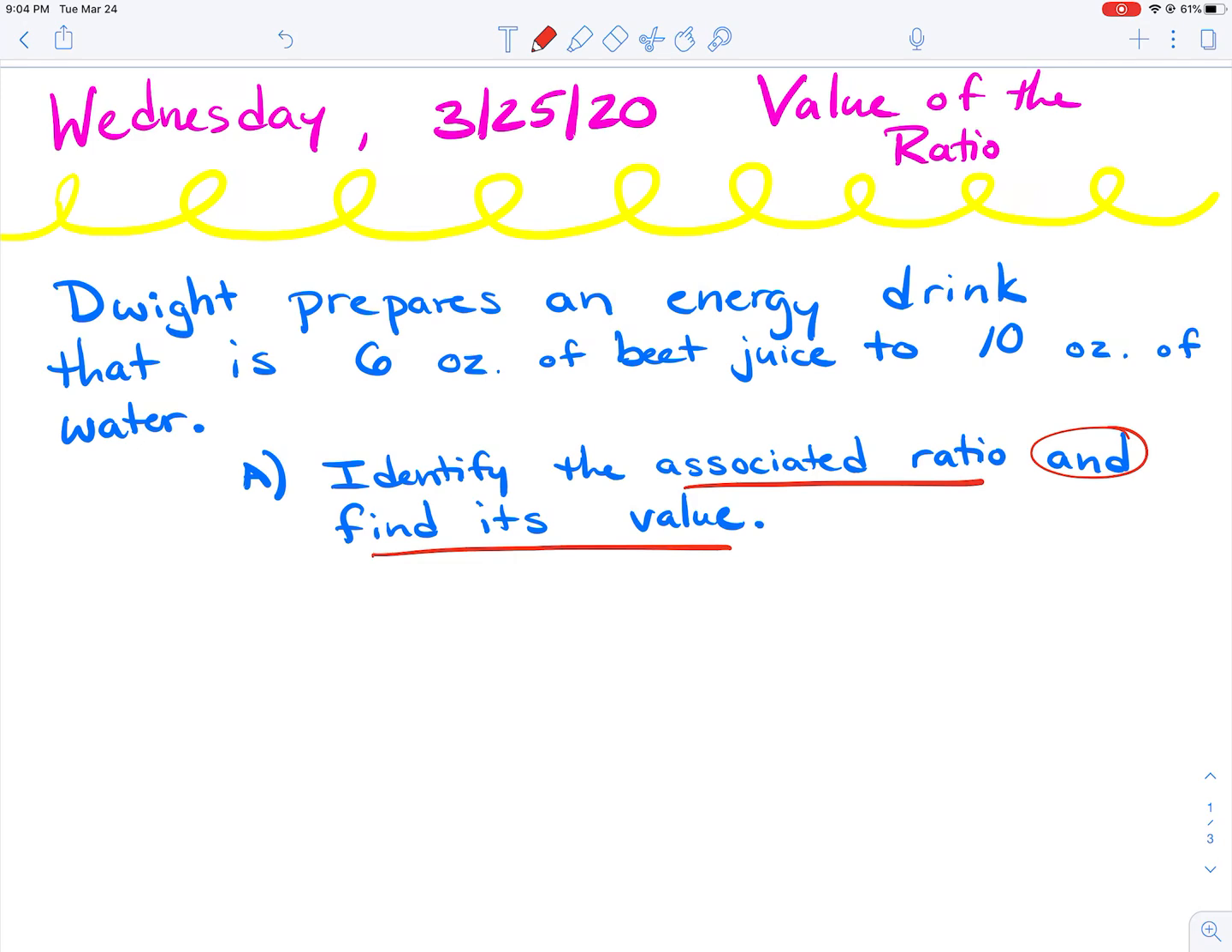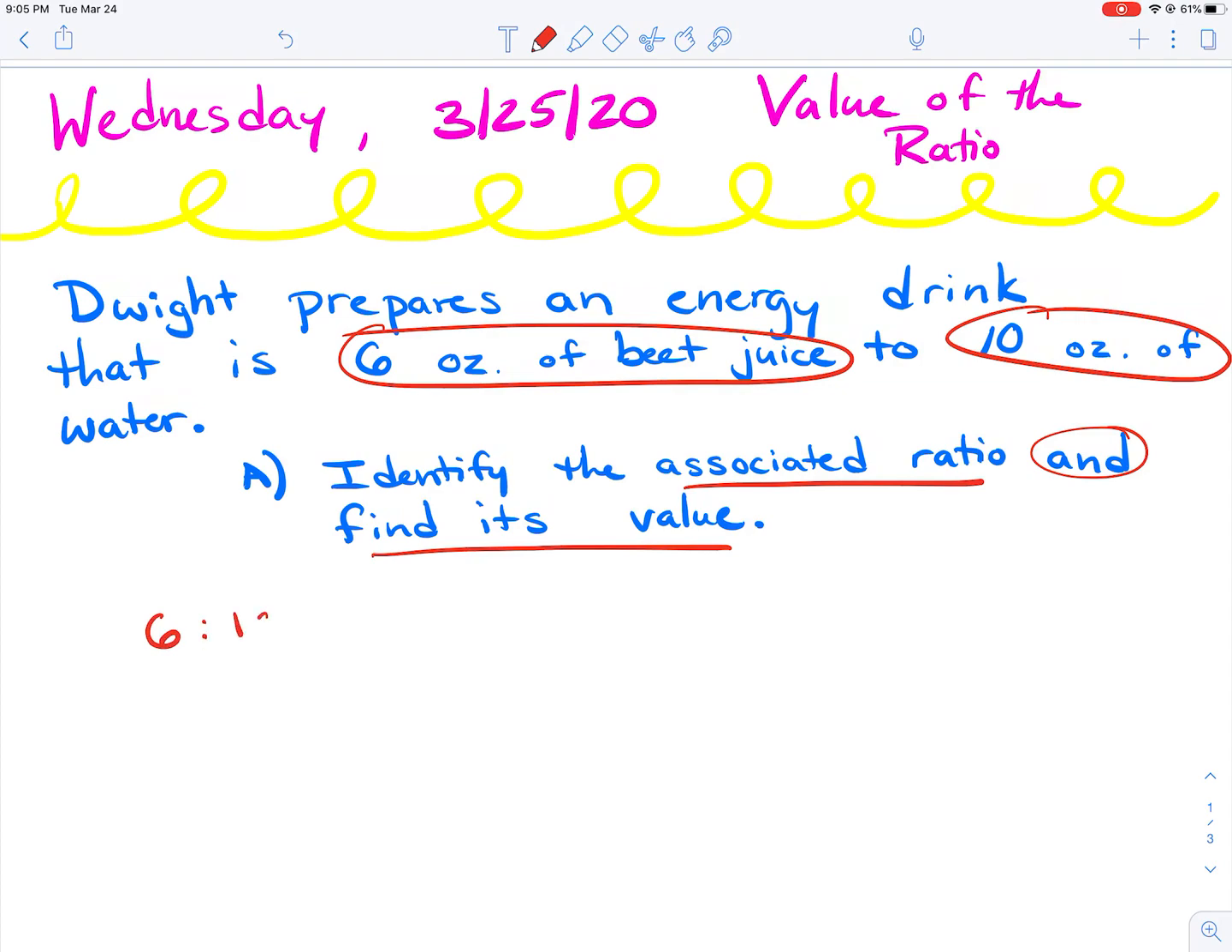Well, according to the question, we have 6 ounces of beet juice. We have 10 ounces of water. So therefore, we have a ratio of 6 to 10 beet juice to water. When they ask to find the value, what they're really looking for is this ratio, but written as a fraction. So we can write 6 to 10 as 6/10.